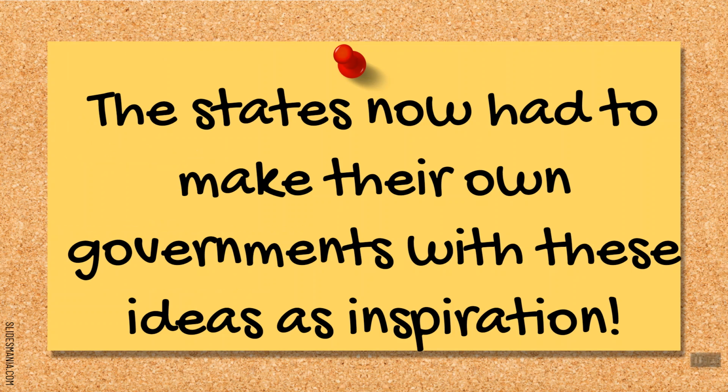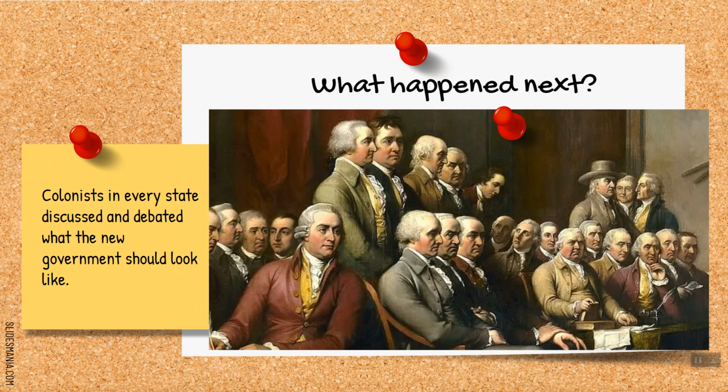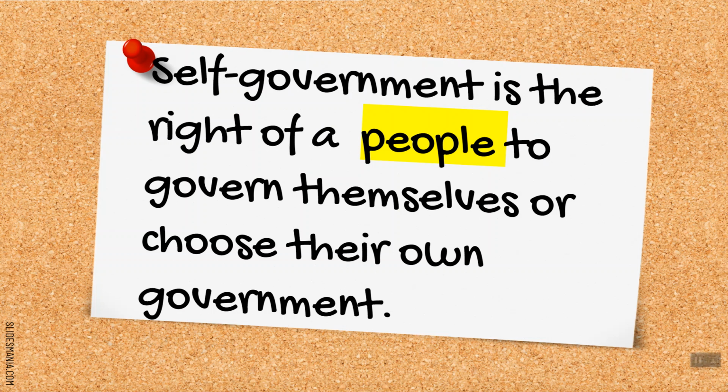So the states, there were 13 colonies and now they are 13 states. They had to make their own governments. They weren't making one big government. They were all making their very own governments with these ideas for an inspiration. So what happened next is the colonists in every state discussed and debated what their new governments would look like.